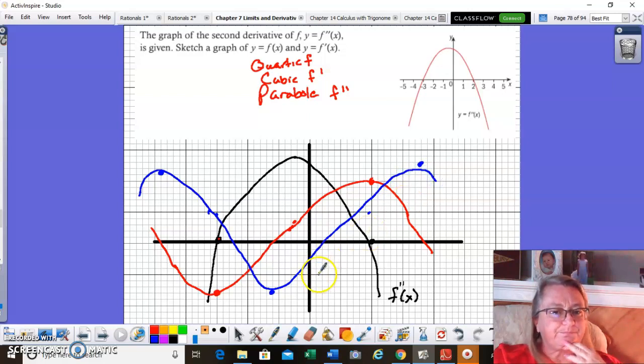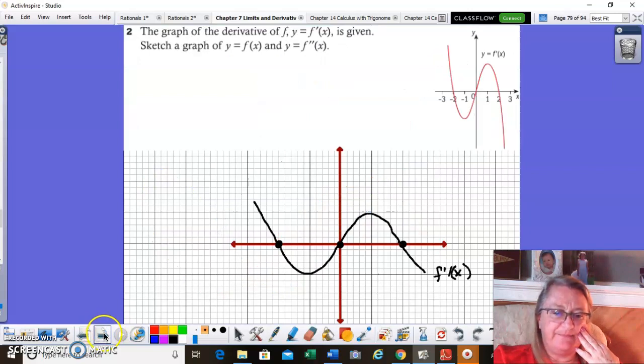Again, you can pause it, rewind, do what you need to do. I'm going to go on to the next graph before I run out of time.